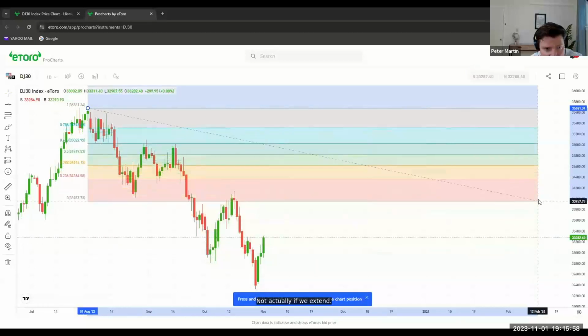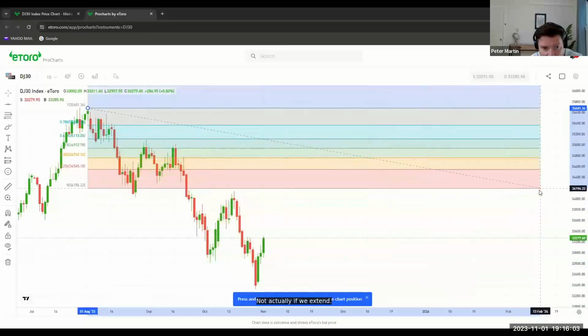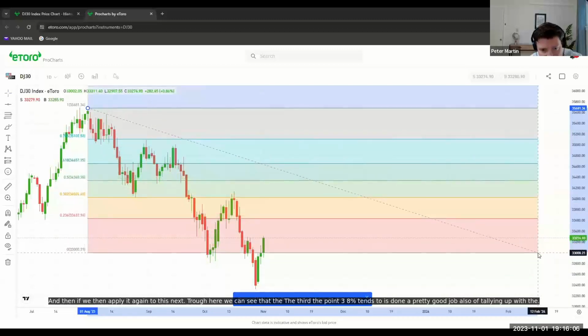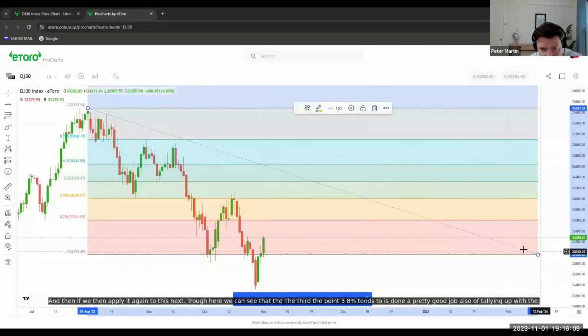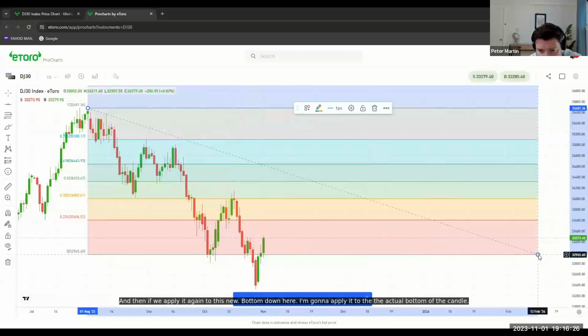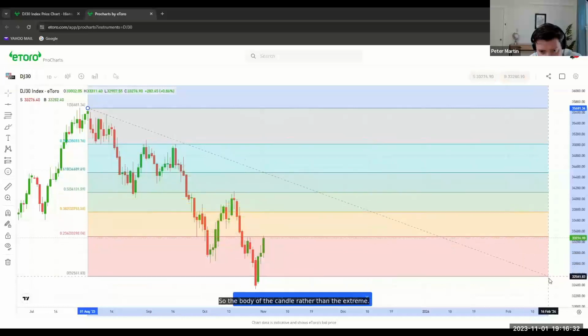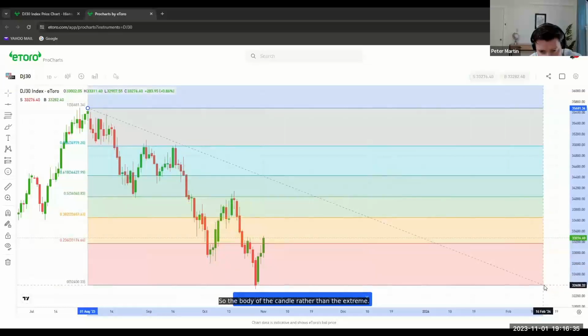Actually, if we extend, and then apply it again to this next trough here, we can see that the 0.38% has done a pretty good job of tallying up with the resistance we saw here in the middle of October. And then if we apply it again to this new bottom down here, I'm going to apply it to the actual bottom of the candle, the body of the candle rather than the extreme.